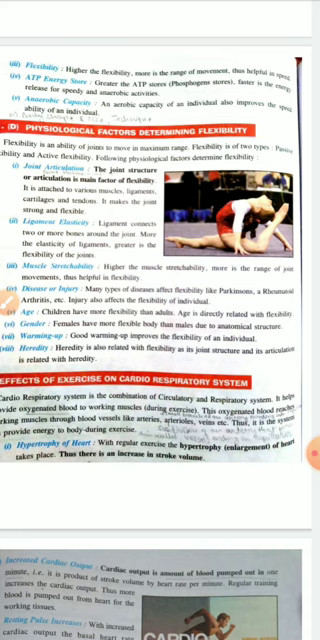Physiological factors determining flexibility. Flexibility is the ability of a joint to move in its maximum range. Flexibility is of two types: active flexibility and passive flexibility. Active flexibility is performed without external help, and passive flexibility means doing the flexibility with external help.